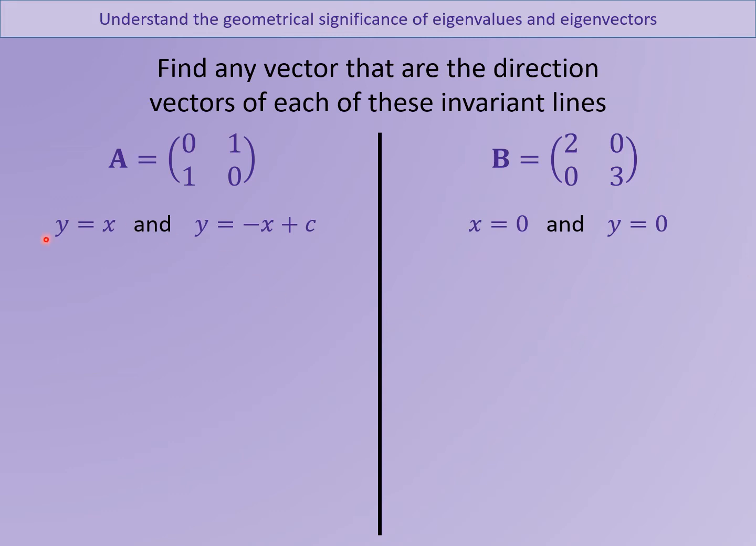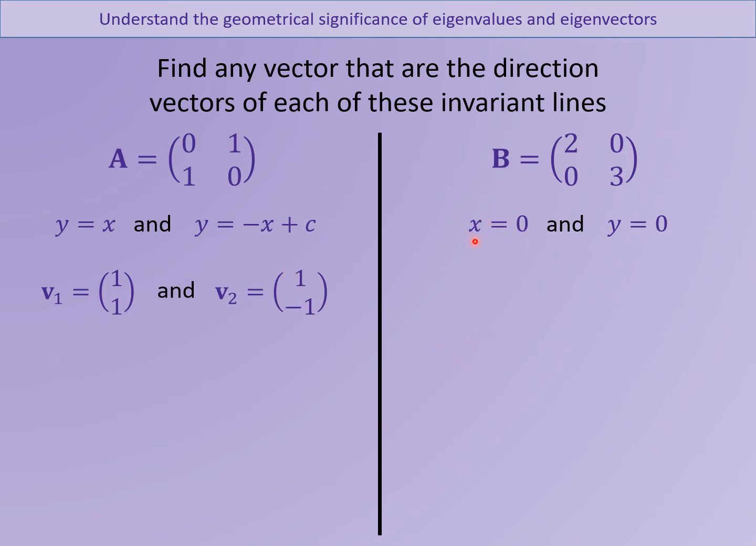Okay, so a vector in the line y equals x. Well, y equals x travels straight up at 45 degrees, and the vector in that direction will be (1, 1): 1 across, 1 up will give you that direction. For y equals minus x plus c, that's a line going 45 degrees downwards, so that could be 1 across, minus 1 down. So an example of a vector in that direction could be (1, -1).